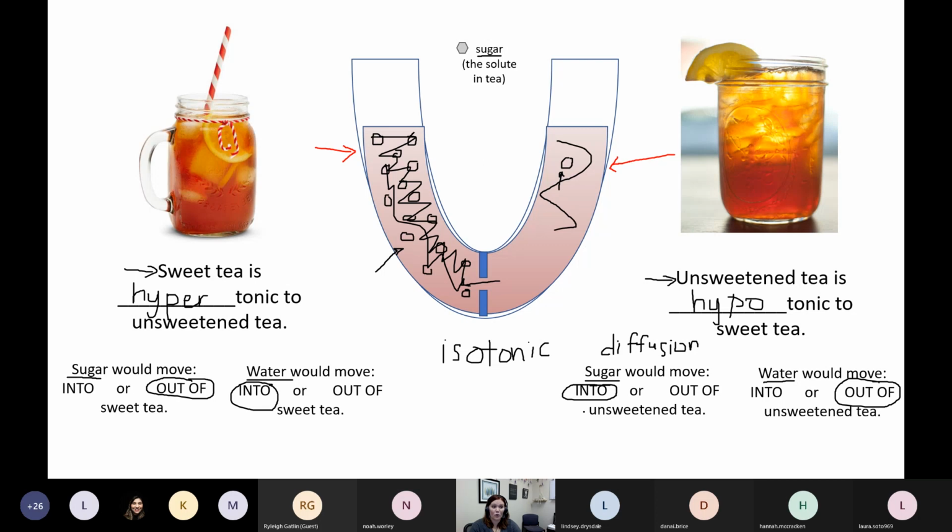Yeah, so Kaylee asked an important clarifying question. Is it just the membrane that decides which happens? That is correct. Depending on whether in this tube I had a membrane that had holes big enough for sugar, or a membrane that only had holes big enough for water, that would decide which of these happens. Either of them could be possible, depending on what membrane I put in there.